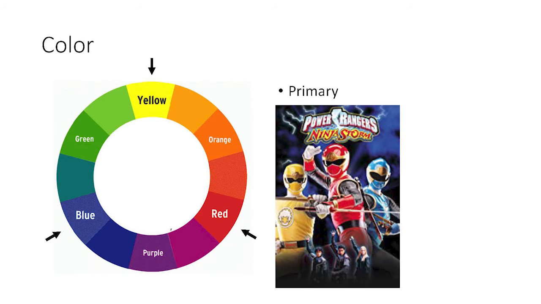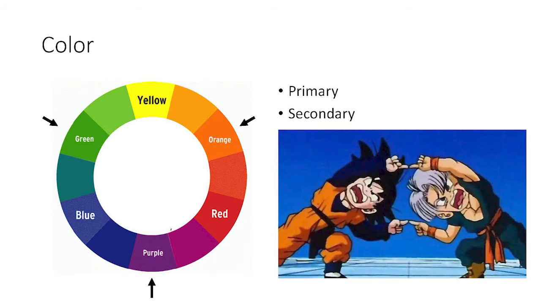Looking at our color wheel, our most basic colors are referred to as the primary colors. This includes yellow, red, and blue. They are the building blocks of the rest of the colors. When you combine two primary colors together, we get a secondary color.